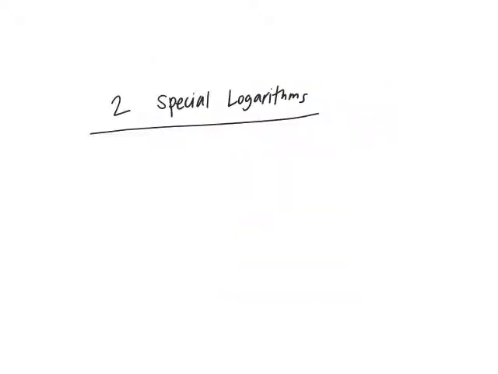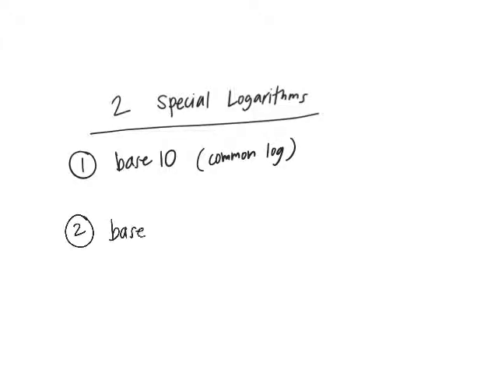Okay, here are 2 special logarithms. The first one is when you have a base 10. Okay, so a base 10, that is also known as the common logarithm, or common log. And the second one is when you have base e. E is a number that's about 2.7. We'll talk more about that in the future. And this is known as the natural logarithm, or natural log.